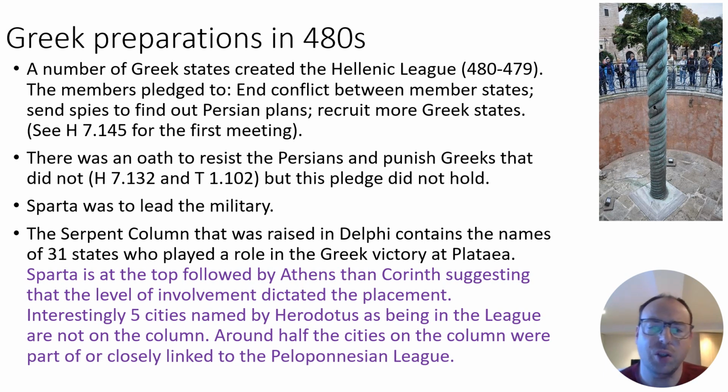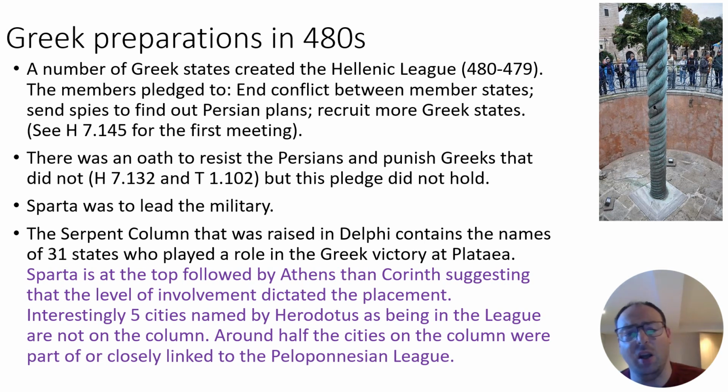So, Greek preparations in the 480s. Well, we see a number of Greek states create the Hellenic League at the end of this. The members pledge to end conflict between the member states, send spies to find out Persian plans and what they're up to, and recruit as many Greek states as they can.